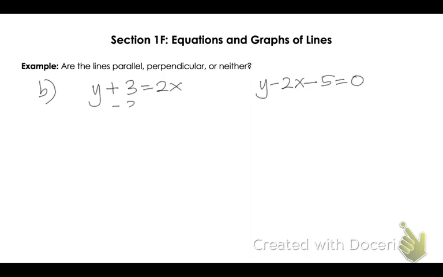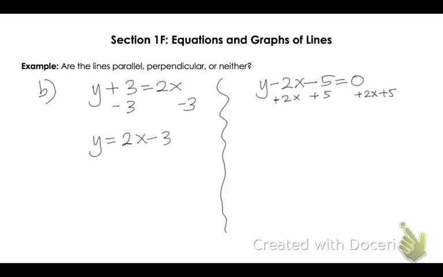This one's actually a lot easier. All I need to do is subtract 3 here for my first line. And my second one, I need to add these guys over to the right. So I get y equals 2x plus 5.